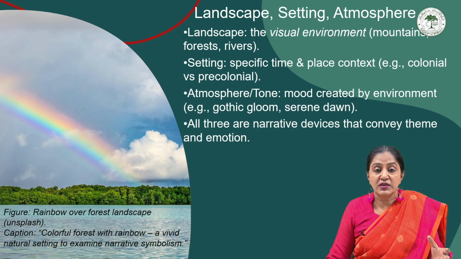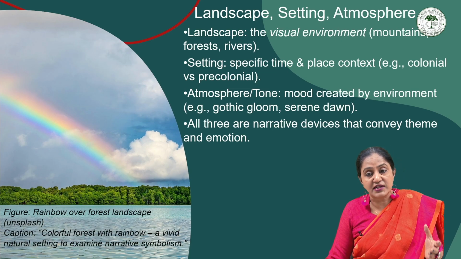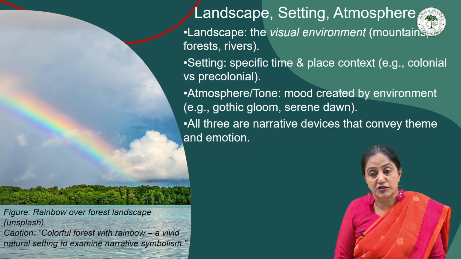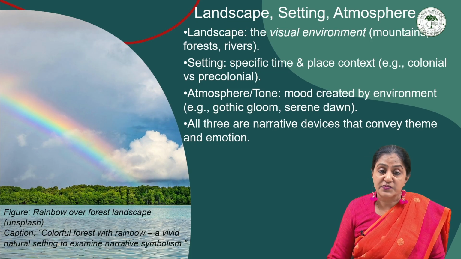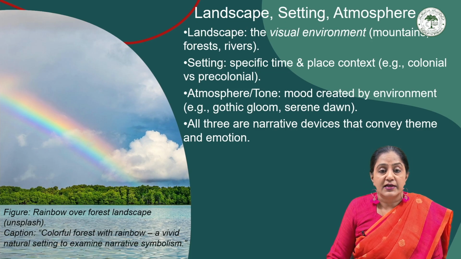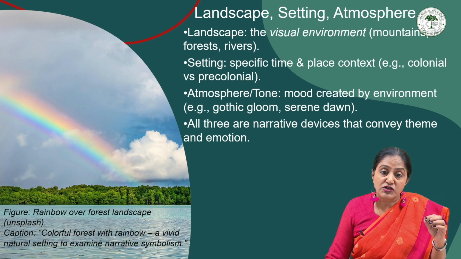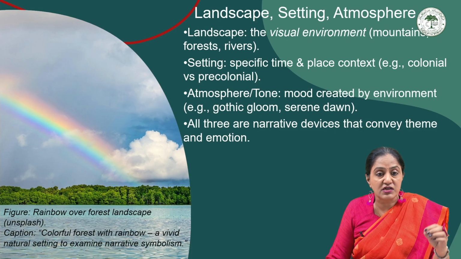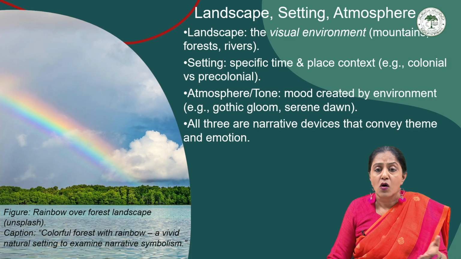Now, let us examine three closely related but distinct concepts that are central to this discussion: landscape, setting, and atmosphere. These terms are often used interchangeably in everyday discussion, but from an eco-critical perspective, each performs a different function. Landscape refers to the visible features of an environment. Mountains, rivers, forests, fields, deserts, coastlines, and urban spaces all constitute landscapes.